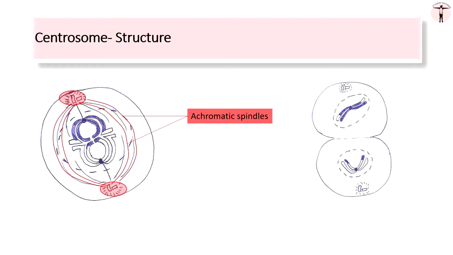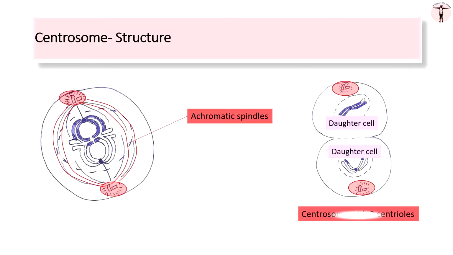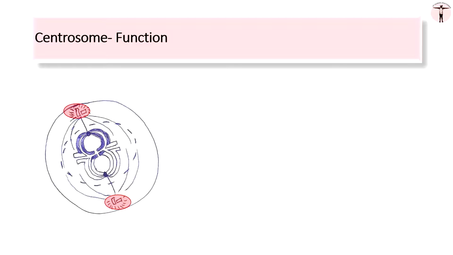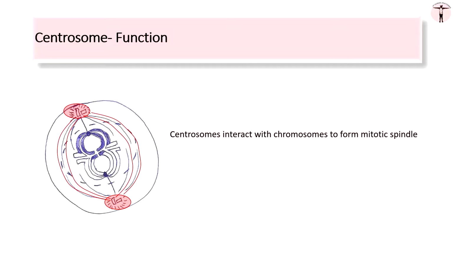By the end of the cell division, each of the two new daughter cells derived from the cell division contains one centrosome with two centrioles set at right angles to each other. The centrosome is copied only once per cell cycle so that each daughter cell inherits one centrosome with two centrioles. The centrosomes interact with the chromosomes to build the mitotic spindle.